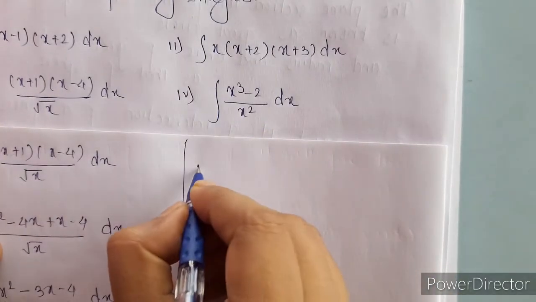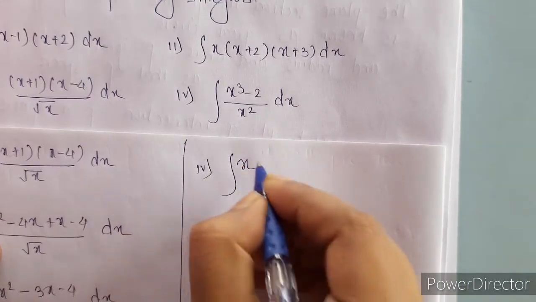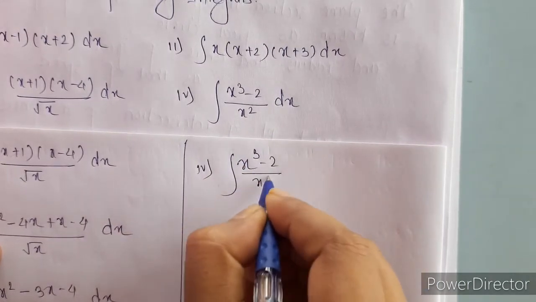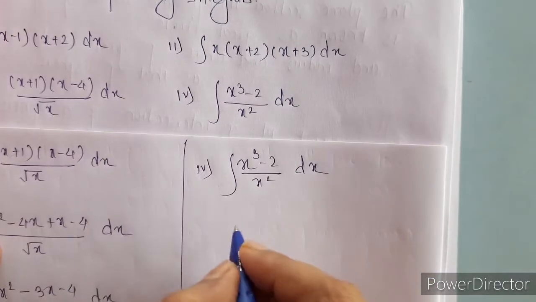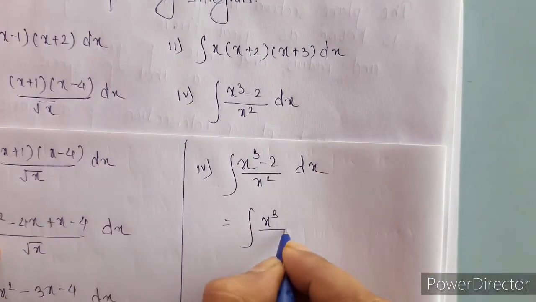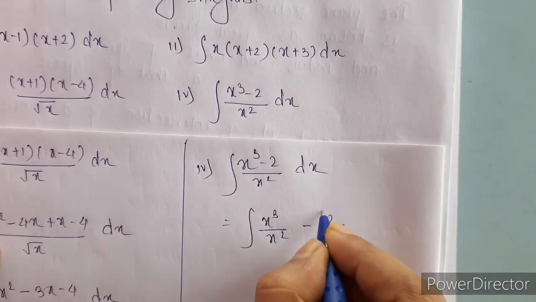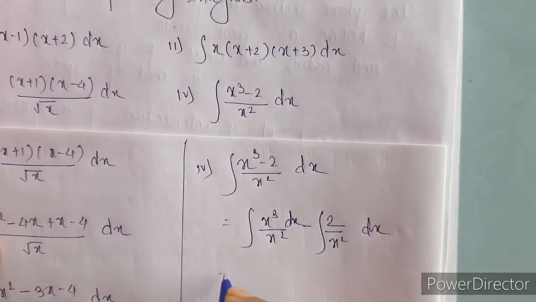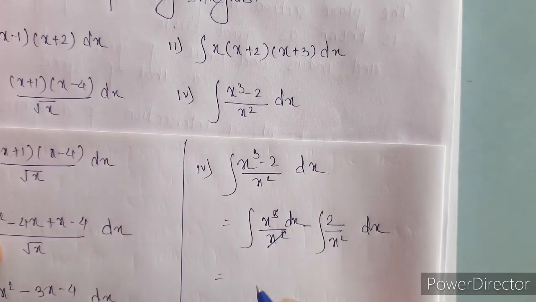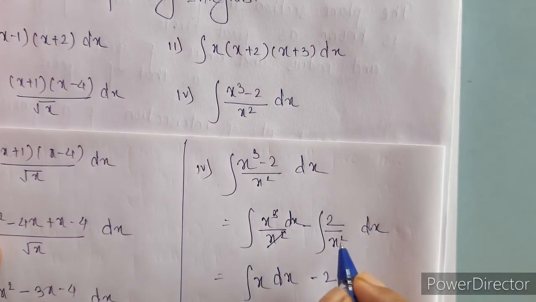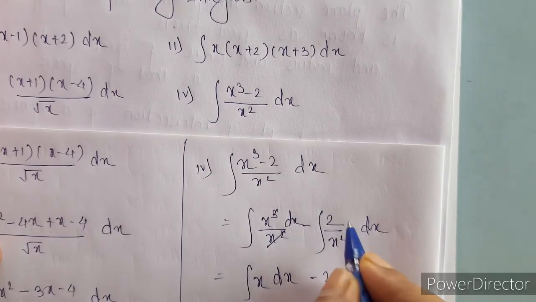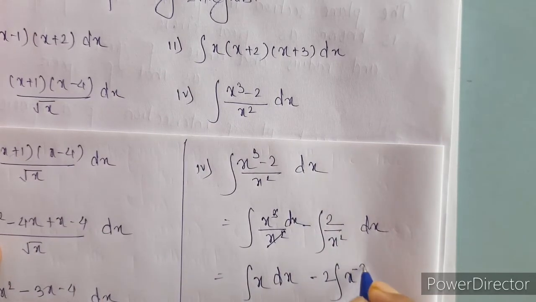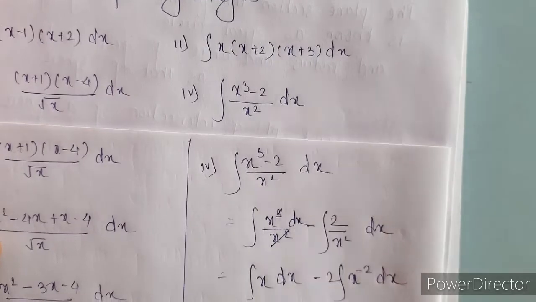Now fourth question, integral of x cube minus 2 by x square with respect to x. So we can write this as integral of x cube by x square minus integral of 2 by x square with respect to x. Now this x square will cancel, so remaining is x dx minus 2, and this x square we can take up, so it will be integral of minus 2 with respect to x.